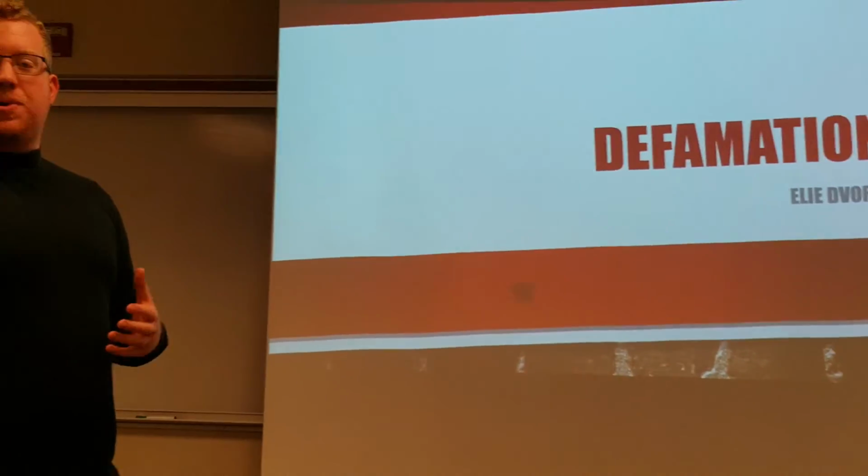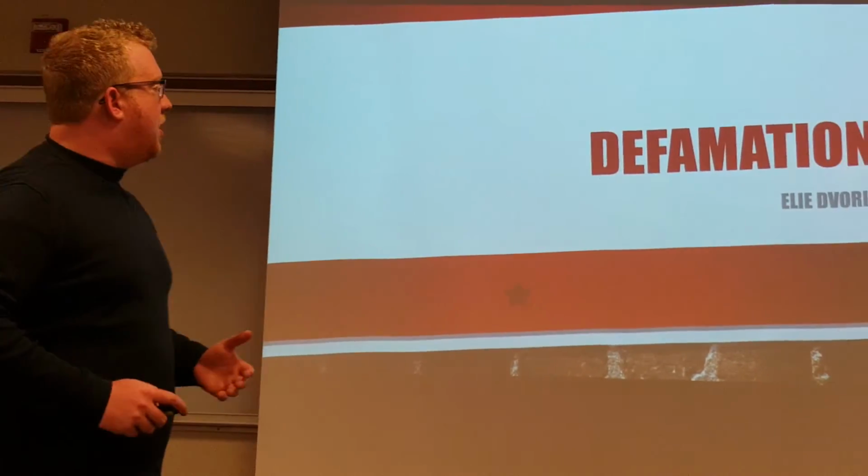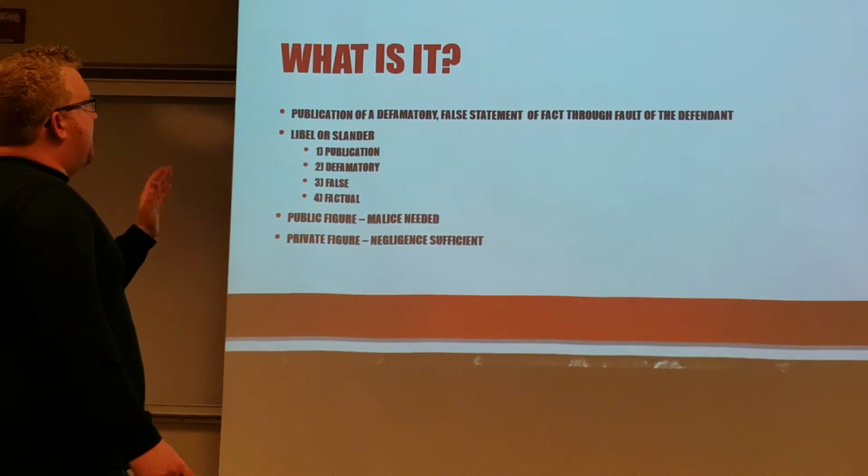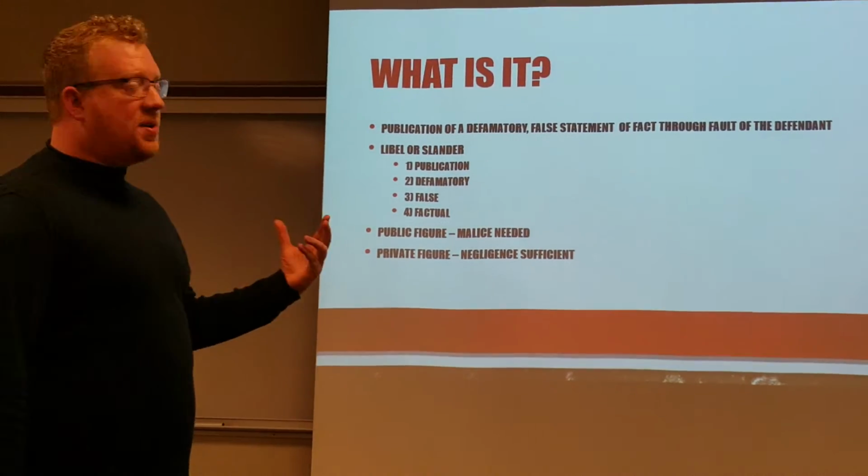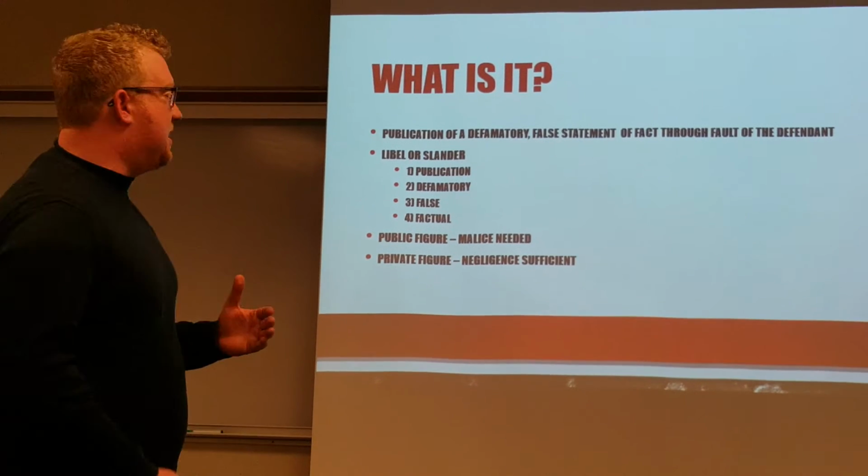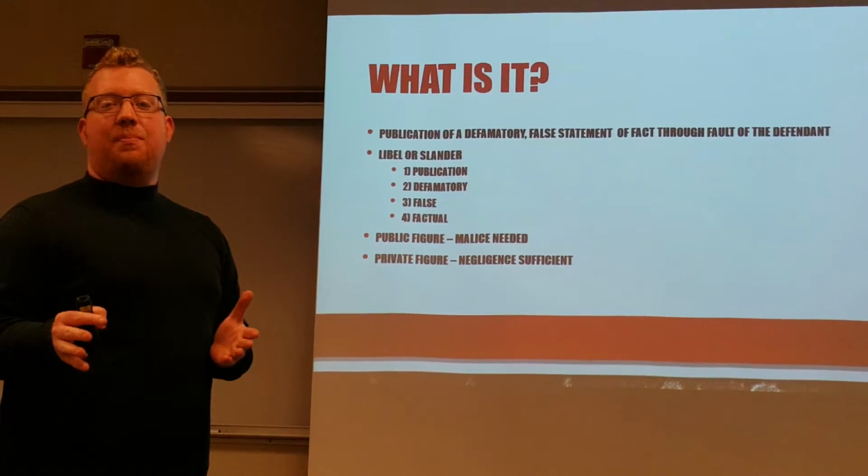Chapter 4, Intentional Torts. We're going to go over defamation. It's probably the most important one. So what is it? Defamation is publication of a defamatory false statement of fact through the fault of the defendant. Now, defamation can be libel or it can be slander.